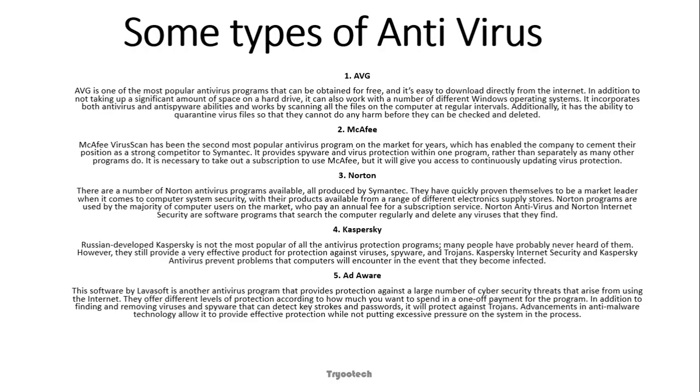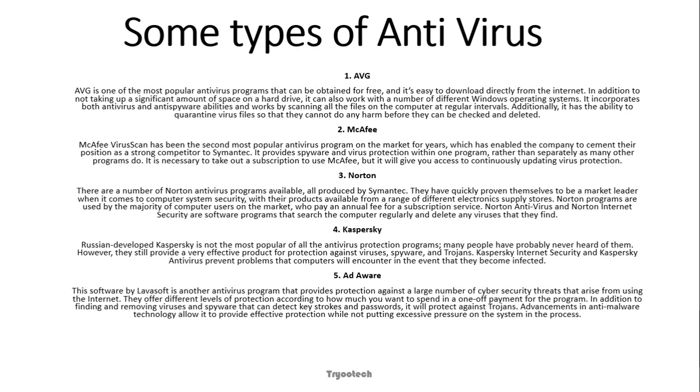And here are some types of antivirus. I arranged five antiviruses from all of them. The first antivirus is AVG. AVG is one of the most popular antivirus programs that can be optimized for free, and it's easy to download directly from the internet. This antivirus takes a small amount of space on your computer. That will be much better.